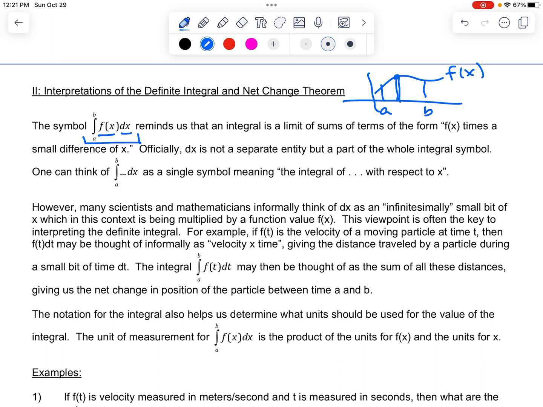What this integral symbol is saying is that you're adding up an infinite number of rectangles, so we call it a limit of sums. That's what it means geometrically. We're adding up an infinite number of rectangles from a to b to get the exact area underneath the curve. Now let's first talk about units in the context of word problems.